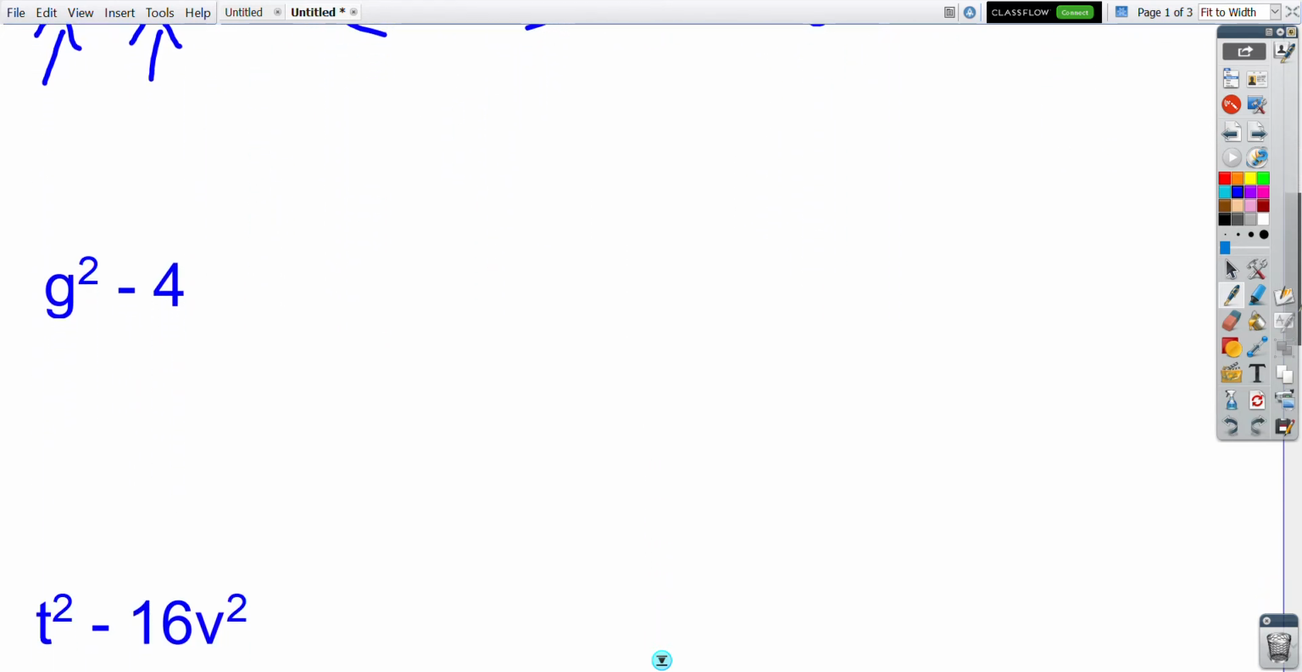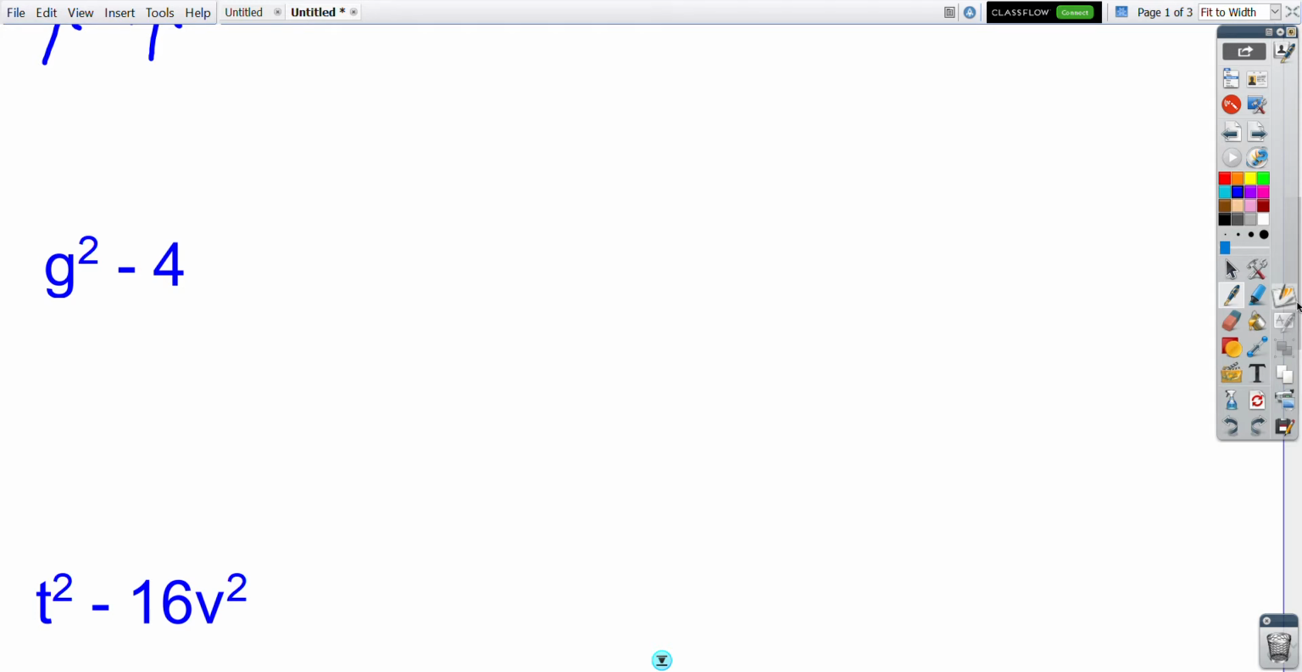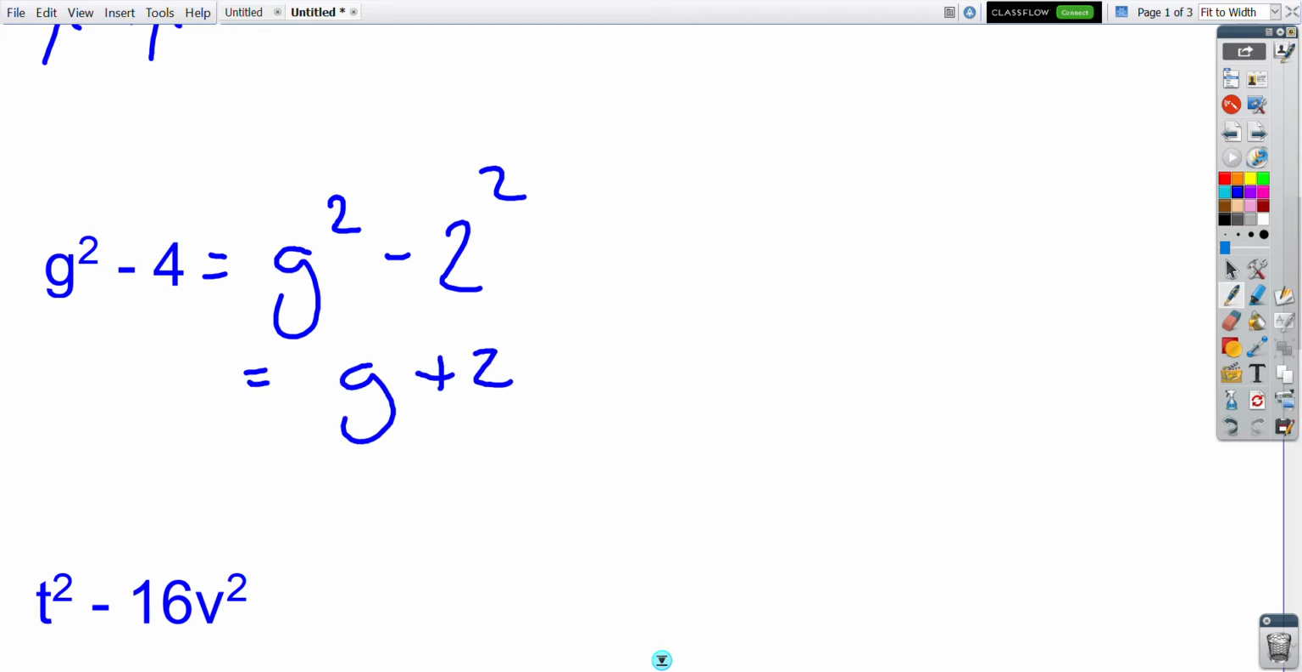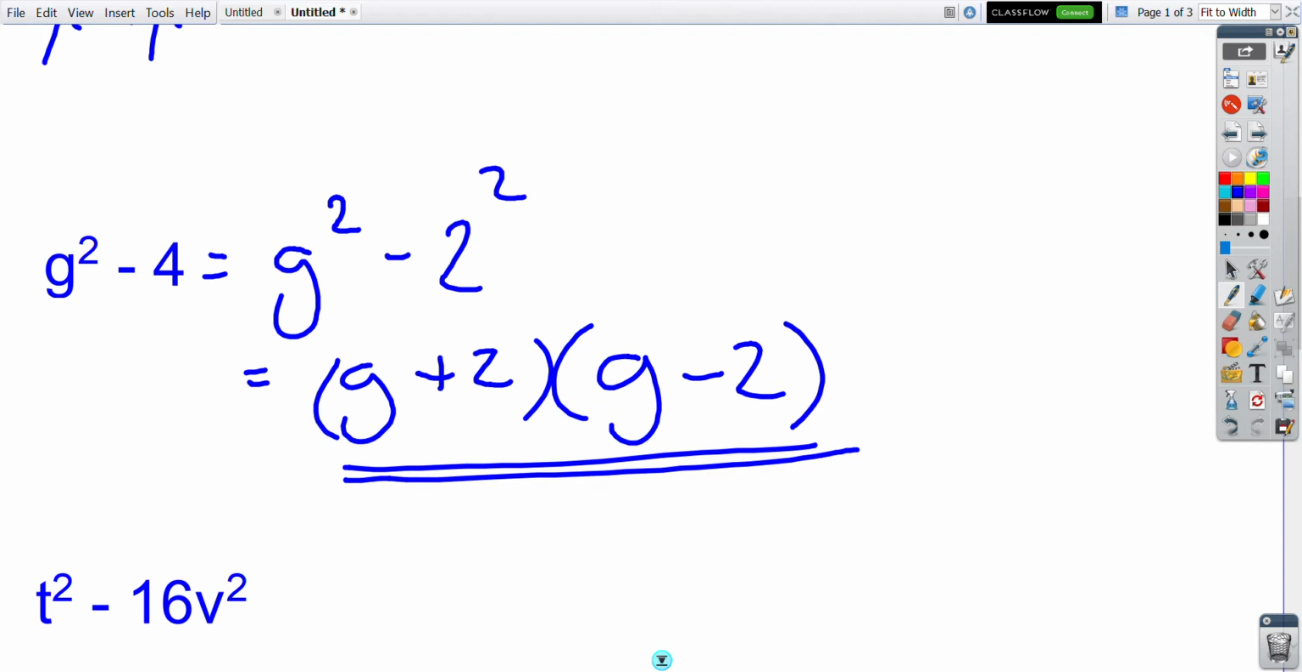So look at this one. It's not written as a square term, although you know 4 is a squared. So the first thing you need to do is to say that that is g squared take away 2 squared, because that's how you write 4 as something squared. And then it's just first term plus the second term, multiplied by first term, take away the second term. That's all there is to that. So that is us doing our difference of two squares.